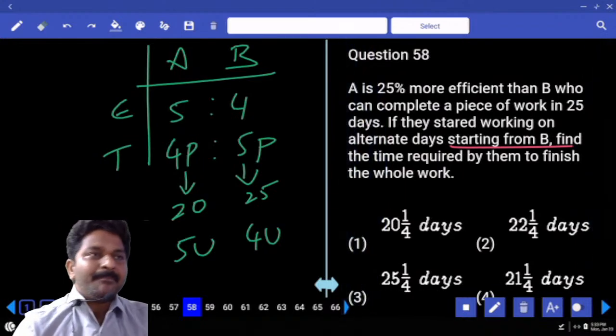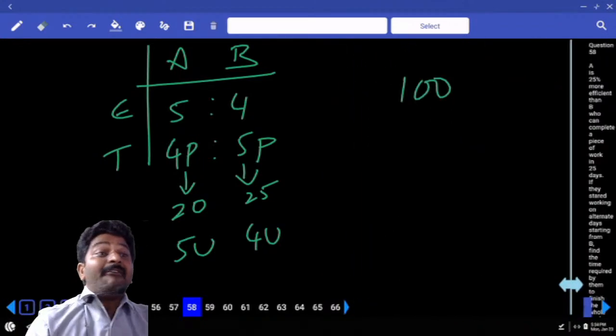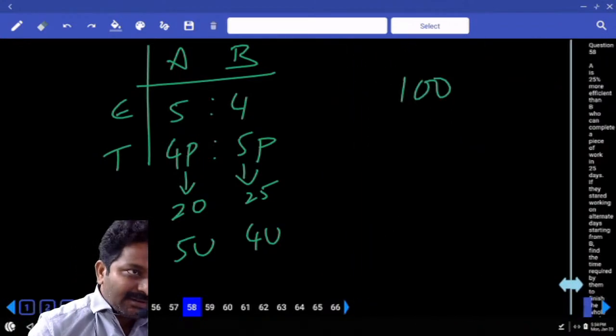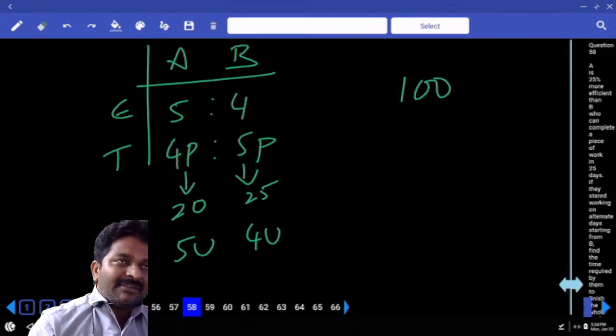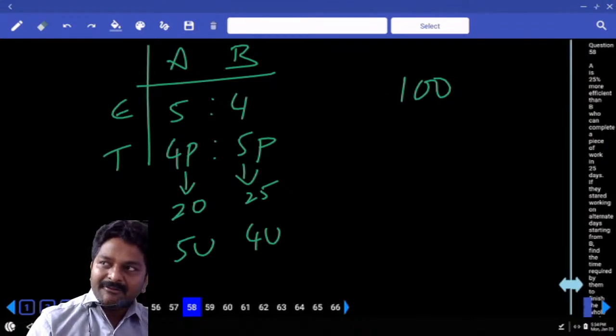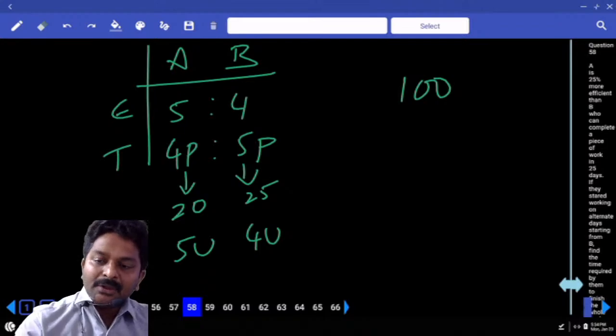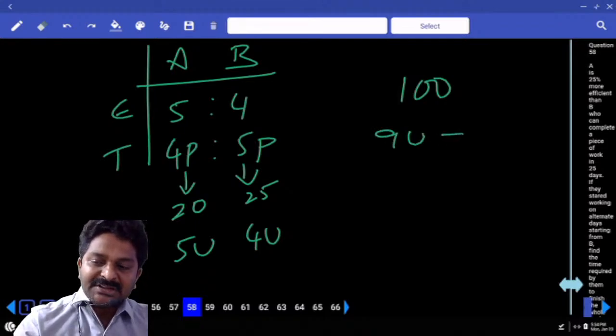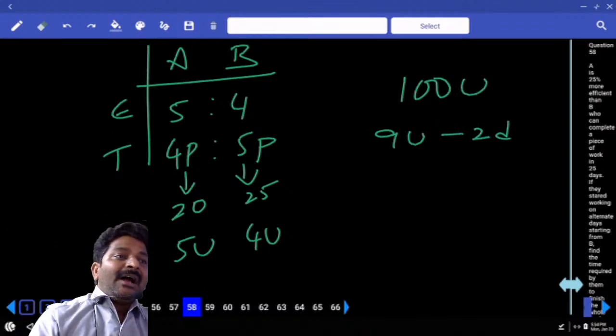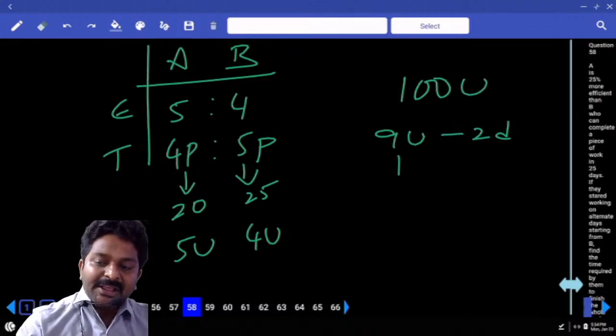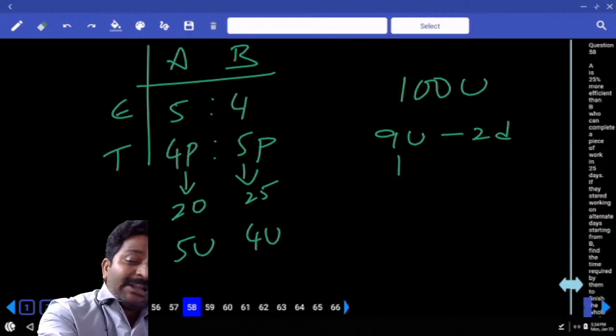Alternate starting from B. So first day B will come. Every odd day B will work. First day how many units of work will be done? 4. Second day 5. So to complete 9 units they need 2 days. Like that they need to complete 100. So you need to take the nearest multiple of 9 for 100.